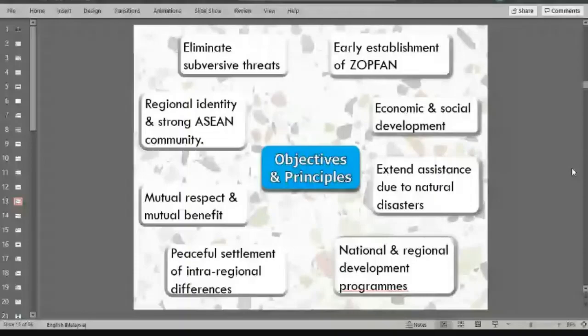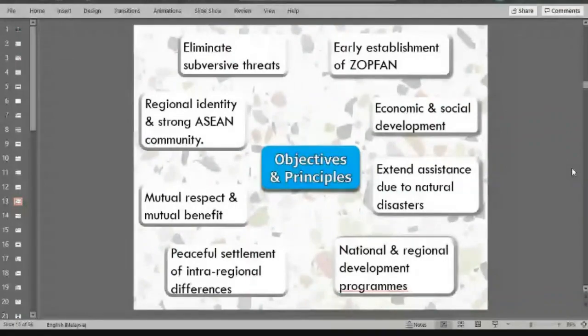So among the things that they had discussed in terms of political cooperation in the Bali Concord is to eliminate the subversive threats. Right? So they agreed to work together to eliminate these underground movements that were threats to the security of ASEAN countries. Right? So obviously, at that point, they were referring to the communist threats. Okay? So subversive mainly means underground movements. Right? So a way for them to refer to the communist threats. So they agreed to work together to deal with that threat.